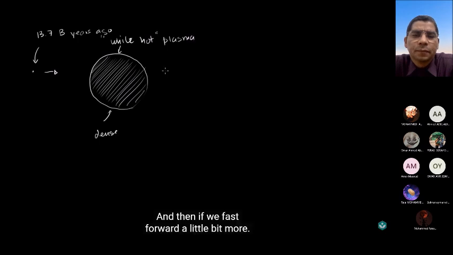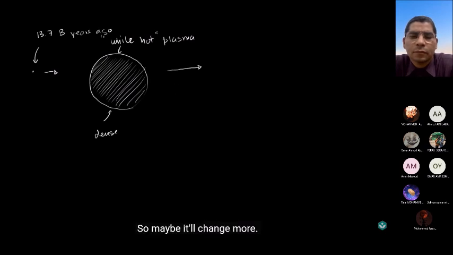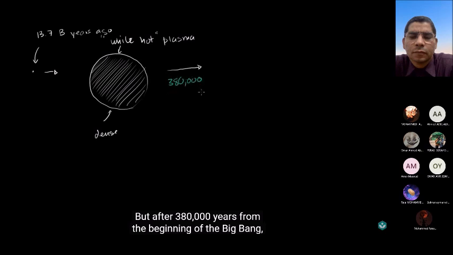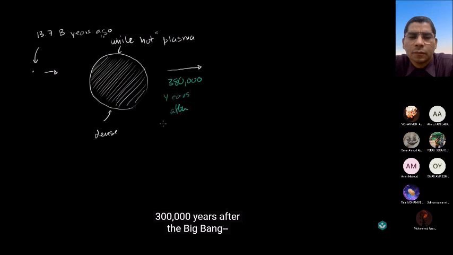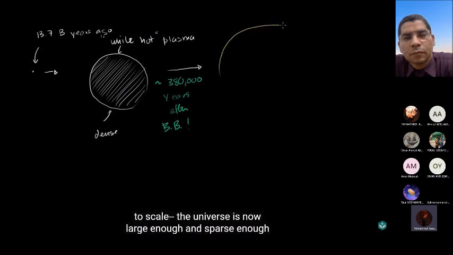And then if we fast forward a little bit more, this is a point that we think we understand well, but I looked at some old physics books, and this number has changed in the last 15 or 20 years, so maybe it will change more. But after 380,000 years from the beginning of the Big Bang, give or take a couple of years, the universe expands enough. The universe is now large enough, and obviously I'm not drawing things to scale.